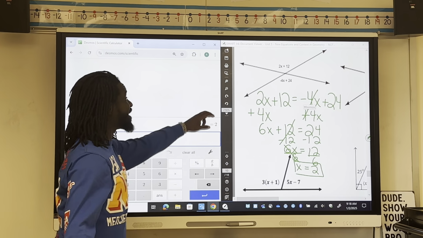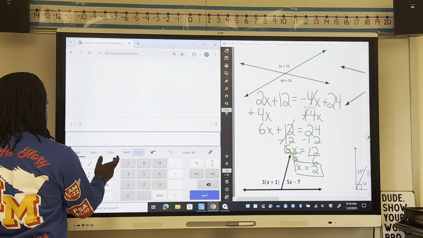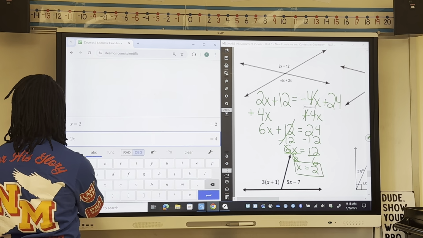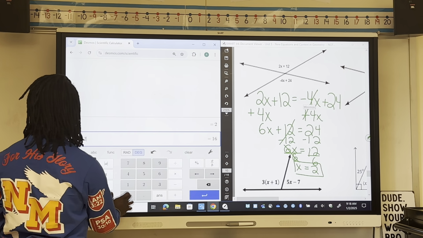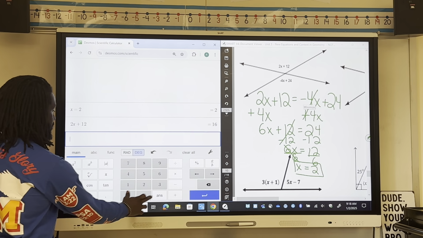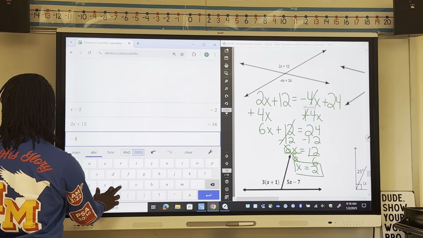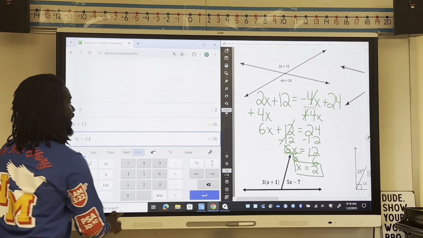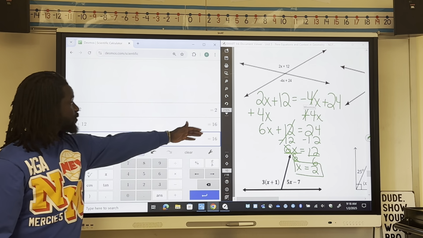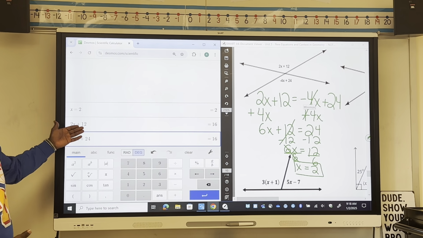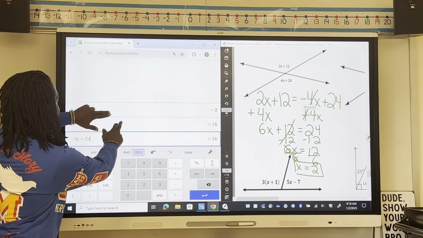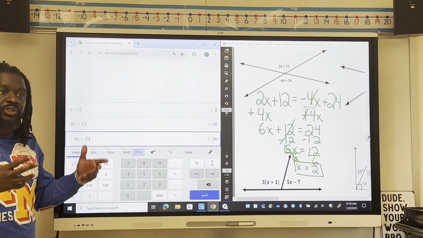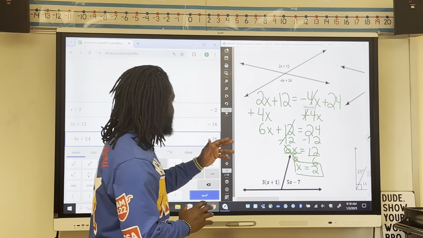And so then I'm going to put in my two angles. We got 2x plus 12 is one of them. Then I'm going to go to the next line, and I'm going to put negative 4x plus 24. And when I do that, those angles should equal the same thing. And as you see, they both equal 16 there. So that is just one way that you can check to make sure your answer is correct.